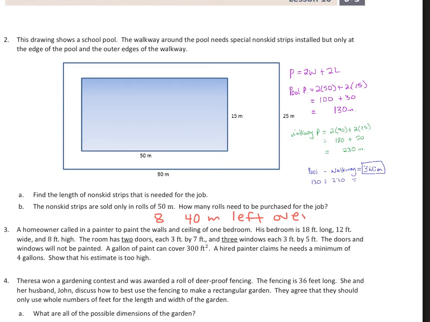Does that make sense? Because 8 will give us 400 meters. 8 times 50 is 400. And so we only need 360, so we'll have 40 meters left.